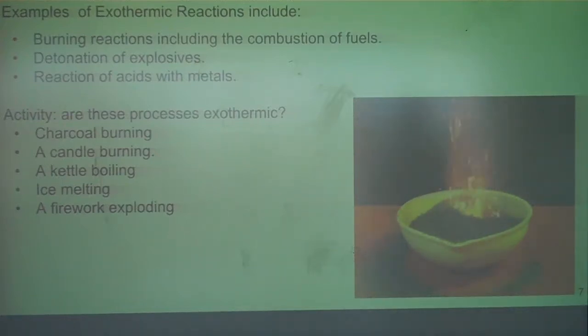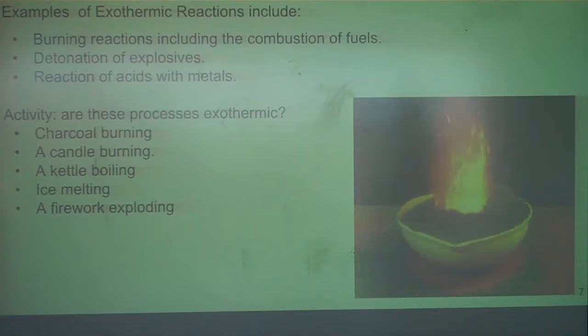Okay. Let's go quickly. Now, if you think exothermic, hold up your right hand. If you think endothermic, hold up your left hand. Okay. Charcoal burning. Which one was which again? Right hand is exothermic. It would be exothermic. Candle burning. Exothermic, yes.